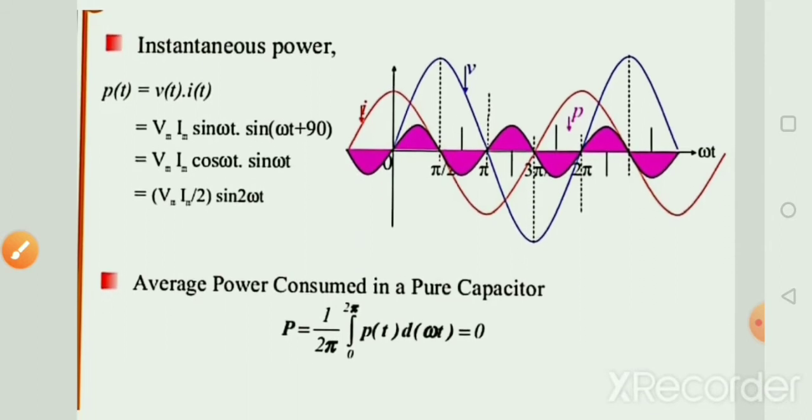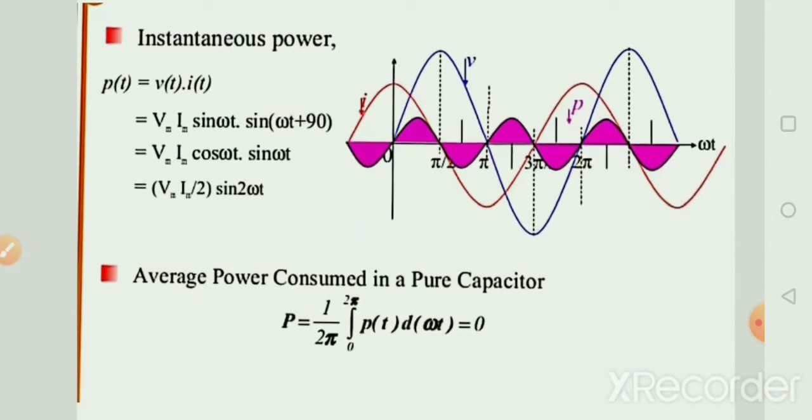This is the power diagram for the capacitive circuit. P is equal to V into I, and here I equal to Im sin (omega t plus 90). If we calculate here, the power is P equal to Vm Im upon 2 sin 2 omega t, and this is the power diagram for the capacitive circuit.